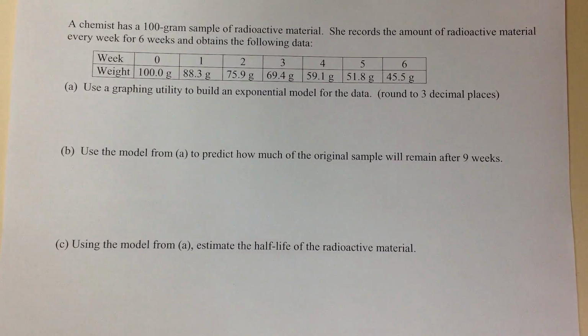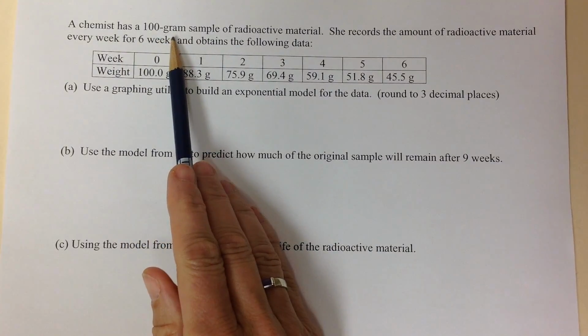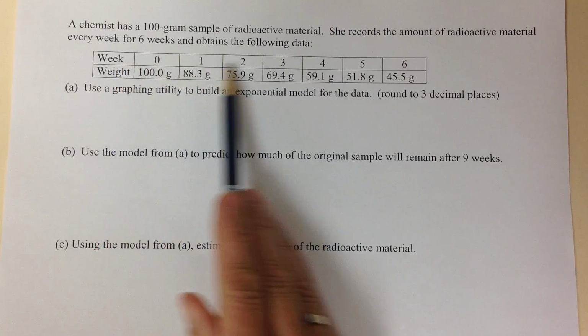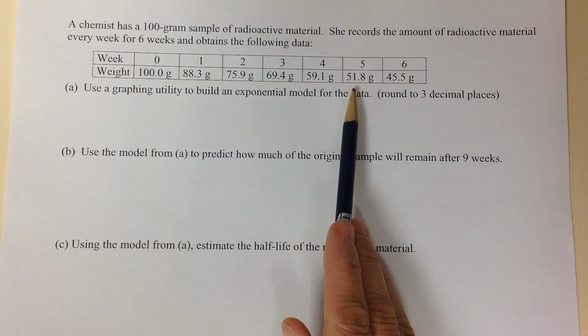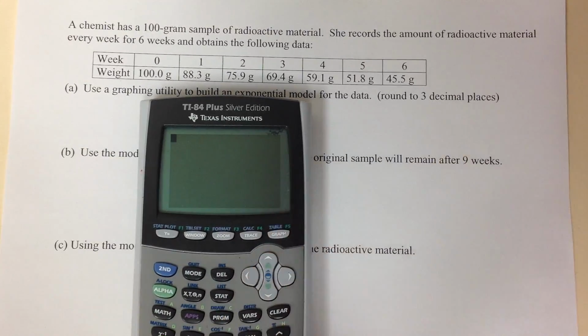We have data that tells us what a chemist observed from a 100-gram sample of radioactive material, telling us the weight at each week from the observation. And we want to build an exponential model for this data. Okay, so we need to put the data into the calculator.